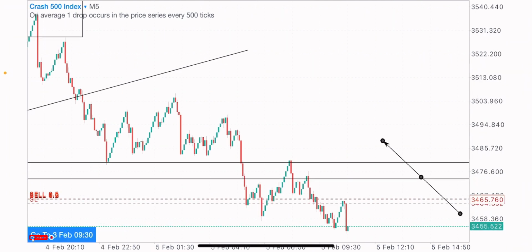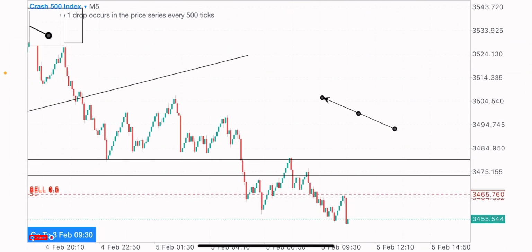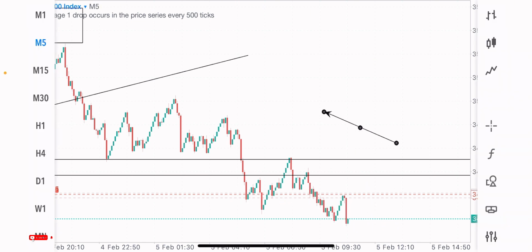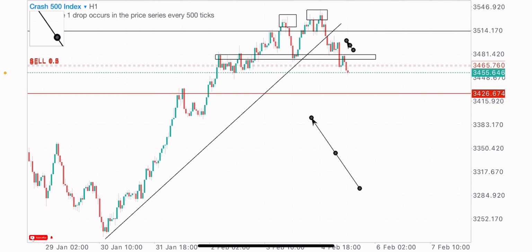Let's check to see how the market formed. Price created this little head and shoulders pattern formation on the 5-minute time frame. This is the left shoulder, the head, and the right shoulder. So I entered at this zone. At this point, I took my sell trade, and the market sold to the downside. I shared this sell signal at this point, and more sells are expected in the coming hours, at least to this red line.